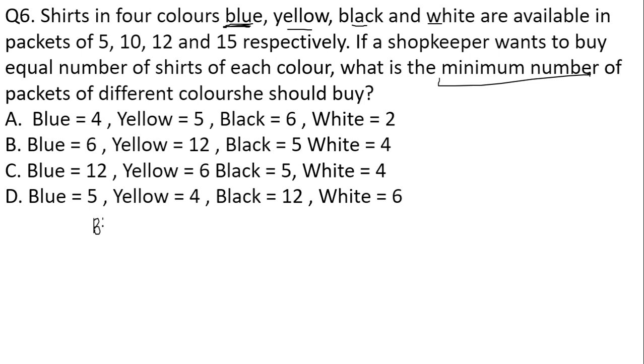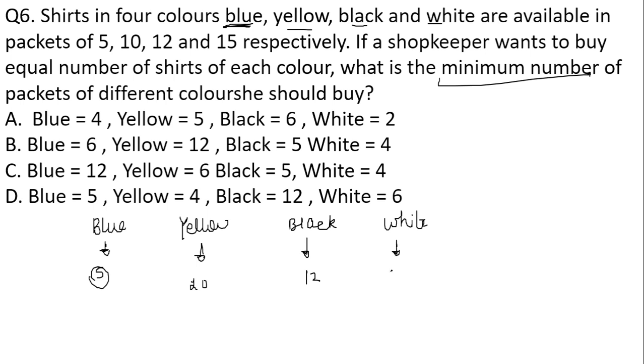So the total number of blue shirts the shopkeeper is having is packets is 5. So the t-shirts with blue color are total 5 packets. T-shirt with yellow color packets are 10 packets of yellow t-shirts, 12 packets of black t-shirts, and white t-shirt packets are total 15 packets. Okay, so these are the number of packets of t-shirts of each color given here.